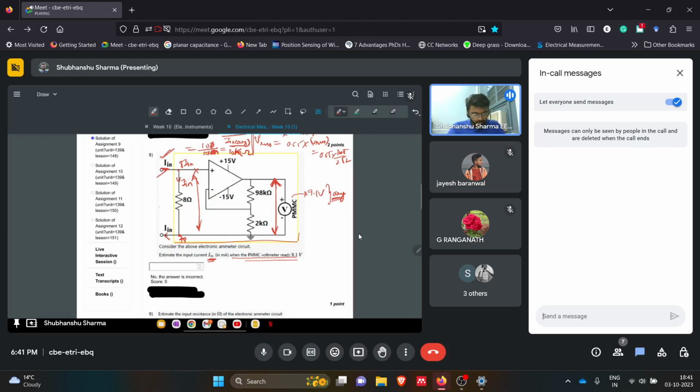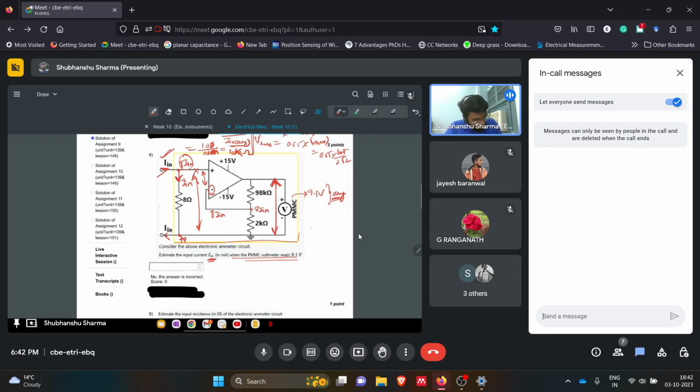Okay, so this is 8 into I in, that is the current being given, and that is the voltage drop. So if this is 8 I in, also think of this as a negative feedback operational amplifier configuration, so we can use the virtual short concept here. So this will also be 8 I in. Now the full voltage drop will be what?